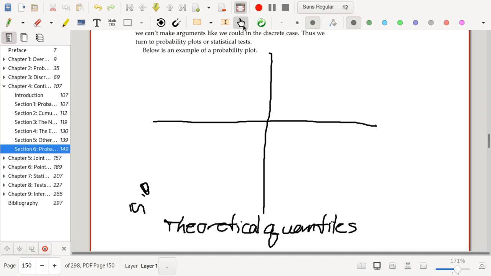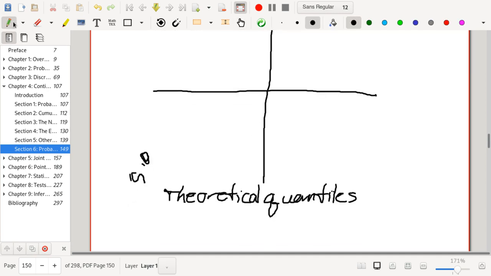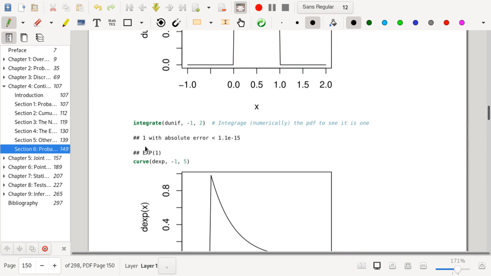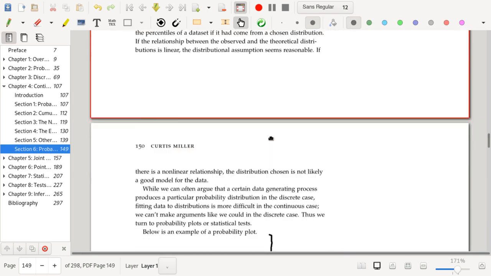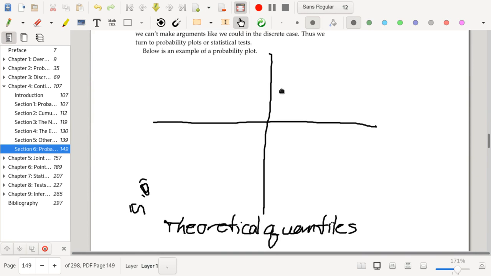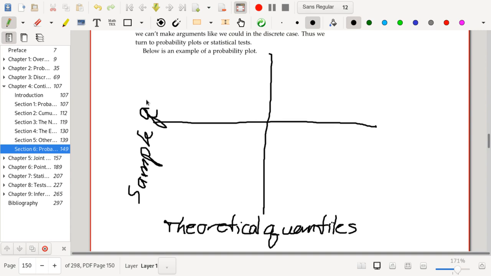Be cooperative, you stupid computer. Oh, darn it. Okay, sorry, I have to write sideways for this. And my computer doesn't want to cooperate because it's super cheap. All right, sample. So we have sample quantiles. These are the quantiles that we actually observed in the sample.